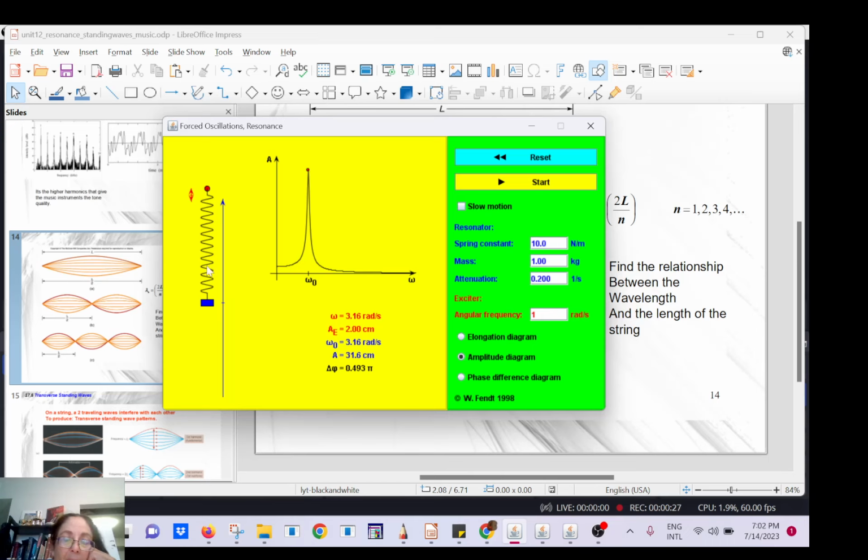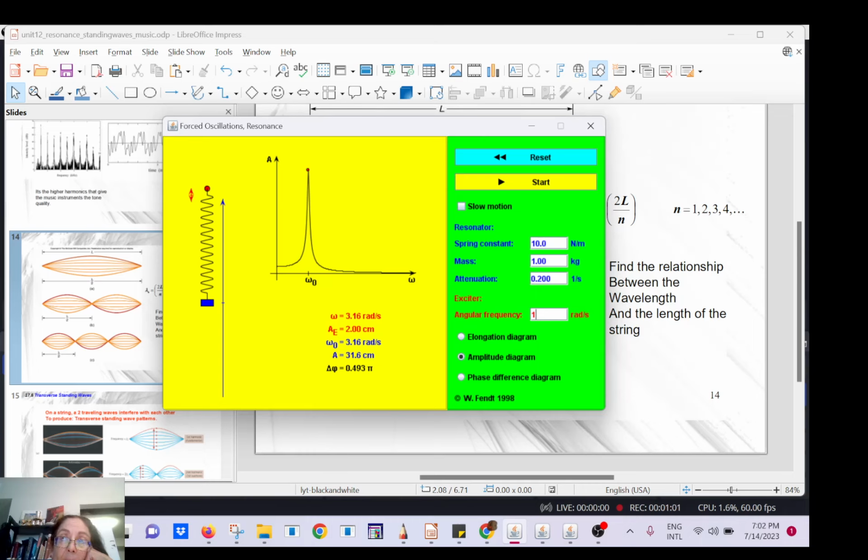You see here you have a vertical spring, so it's an oscillator, and you shake it, so it's driven, right? The natural frequency is about 3.16 rad per second. And if you drive it, for example, at 1 rad per second, you're going to get a very small amplitude. So you shake it with 1 rad per second.